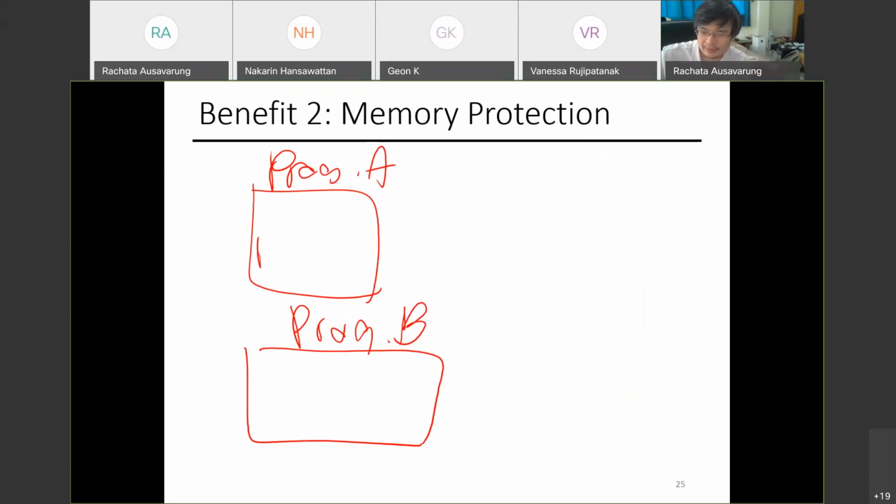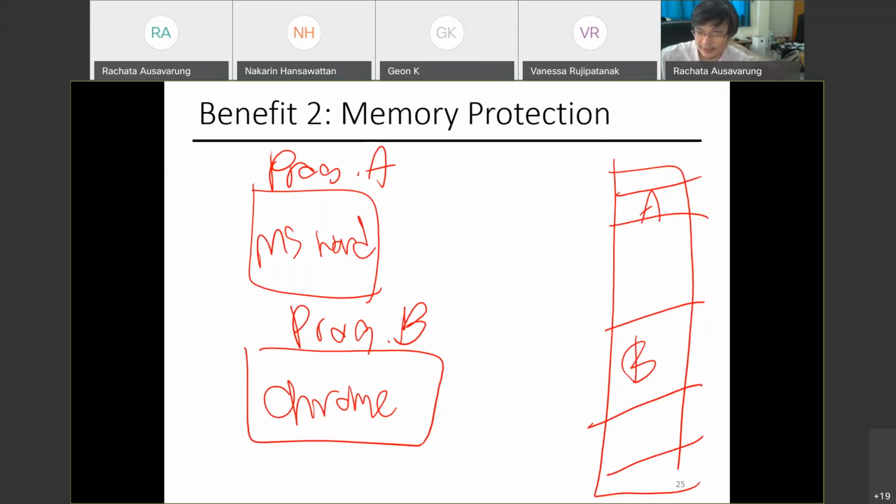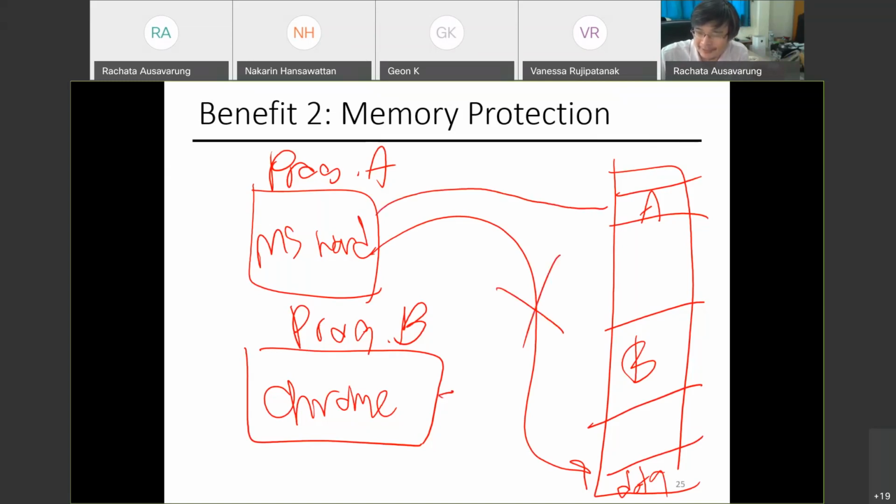So let's say this is Microsoft Word and this is Chrome, right? This is owned by A, this is owned by B, this is owned by Dota, right? What you have here is you probably want to make sure Microsoft Word can't look into what you are doing right now in Dota, right? What you're running on Chrome, so that should not be possible. The only legal access should be to whatever you own.